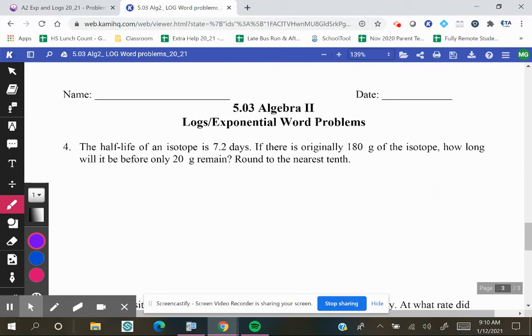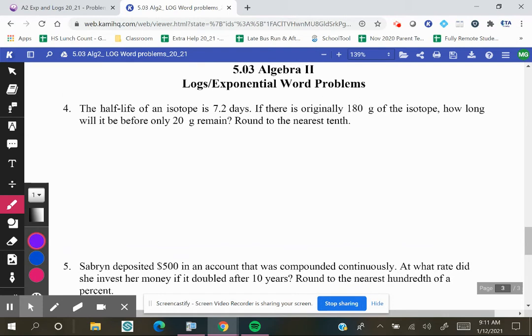All right, this next one, number 4, I'd like you guys to try on your own. So read the question, write out the formula that you need to memorize, and then solve it, and you're going to round this one to the nearest 10th. Okay, pause that and go ahead and do that right now.